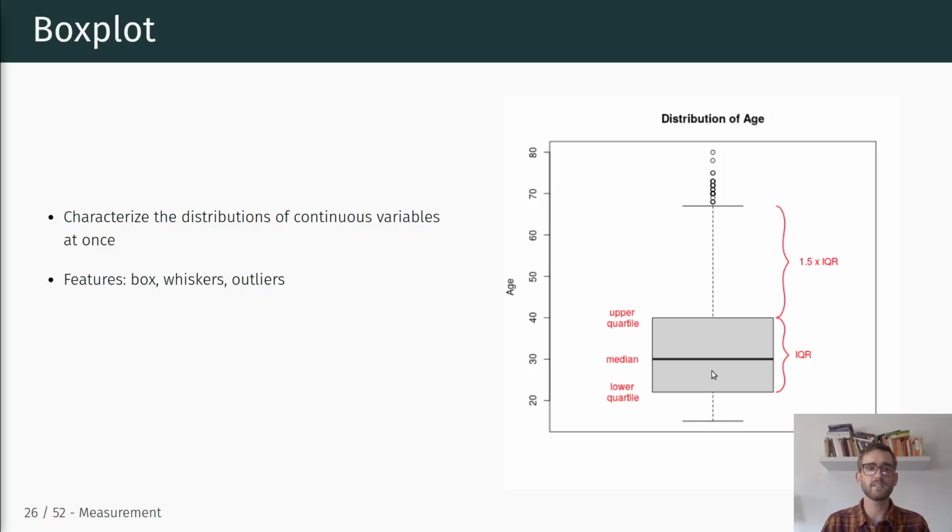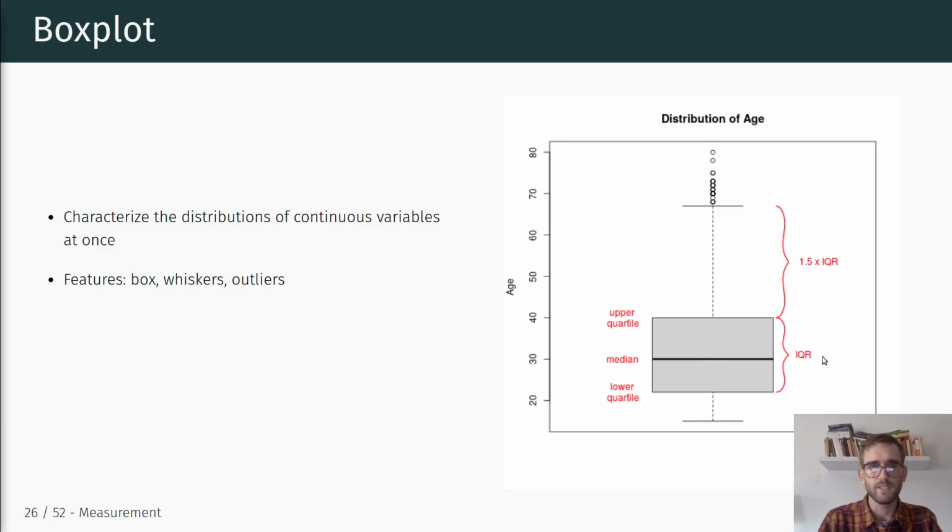Another way to characterize the distribution of continuous variables is the box plot, which directly provides a lot of information about the distribution of a variable. Right. So here we have again the distribution of age. Rather than showing the histogram, we're directly visualizing some key characteristics of that distribution in one single plot. There are a couple of key elements of a box plot. The first one is this large central bar, which indicates the median of the distribution. So 50% of age values are below that median, 50% are above.